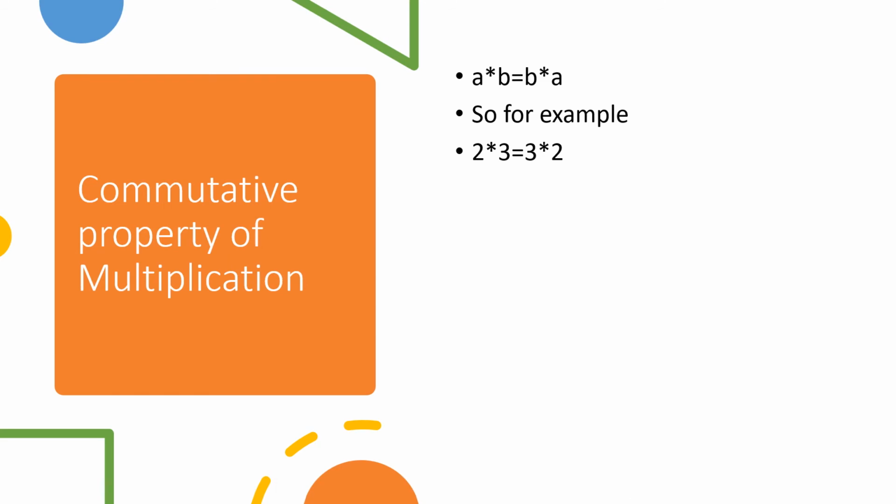Commutative property of multiplication. The formula for the commutative property of addition is very similar to the commutative property of multiplication. So A multiplied by B equals B multiplied by A. For another example, 2 multiplied by 3 equals 3 multiplied by 2. 2 multiplied by 3 is 6, and 3 multiplied by 2 is also 6, and 6 is equal to 6, and that's what this property states.